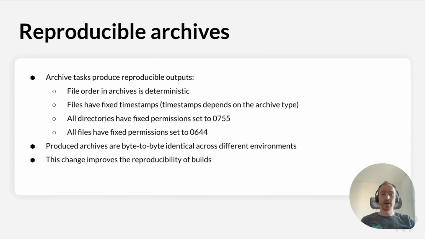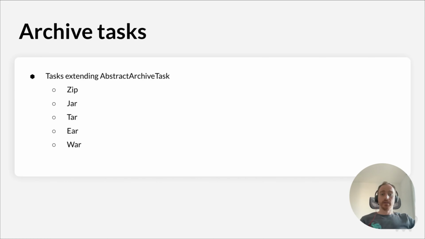File order in archives is now deterministic, files have fixed timestamps, and file and directory permissions are fixed. As a result, archives are byte-to-byte identical across different environments, and this change improves the reproducibility of builds. This configuration is applied to tasks that extend abstract archive tasks, like zip, jar, and others.